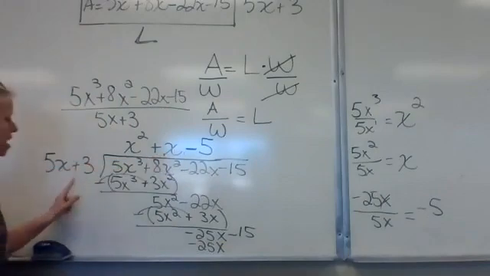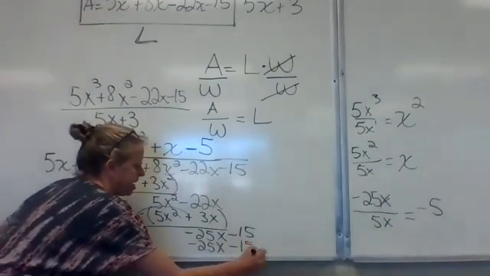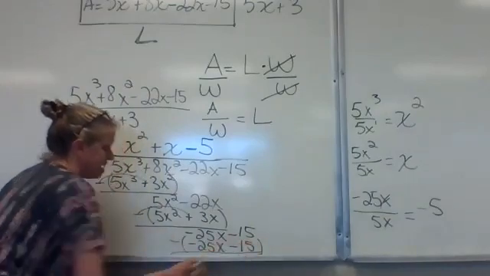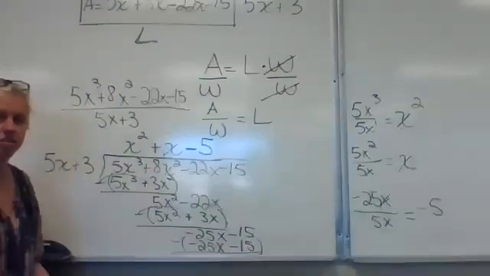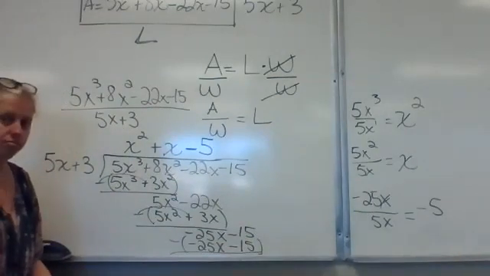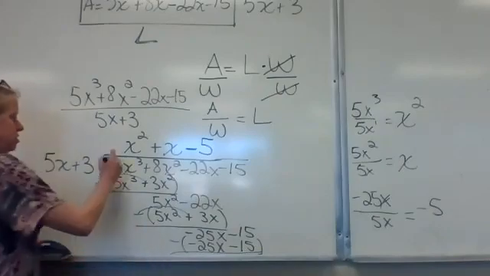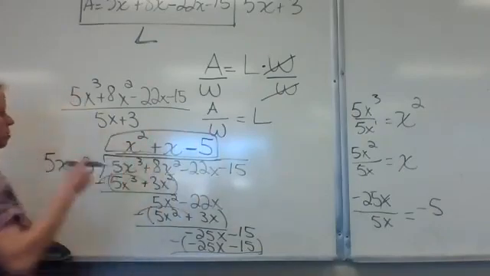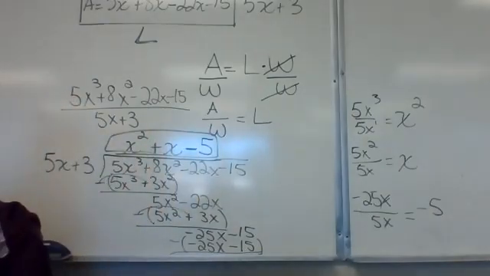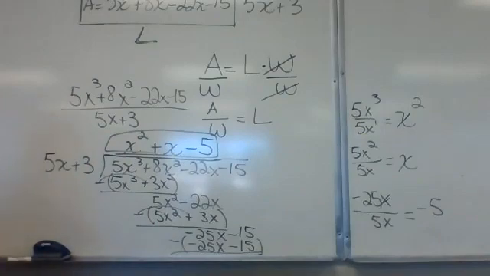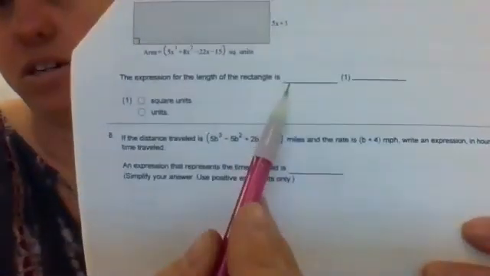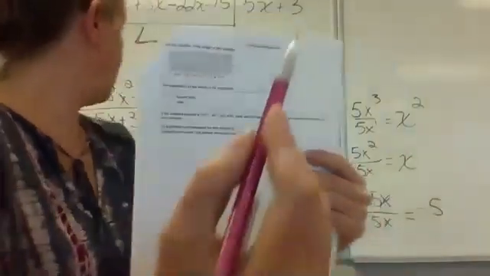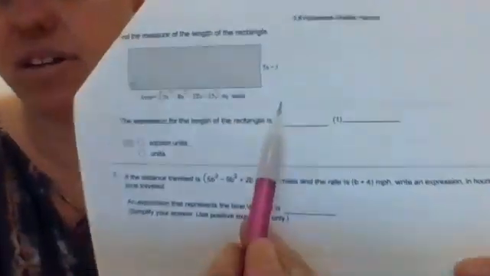Negative 5 times positive 3 gives me negative 15. And since these are, again, exactly the same, there is no remainder. So this is your answer. X squared plus x minus 5 is the length. Now, also on this, it's going to ask you, so you'll put your answer here. X squared, whatever it was, plus x minus 5.